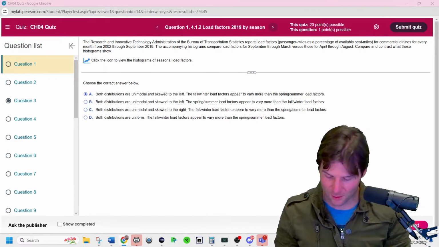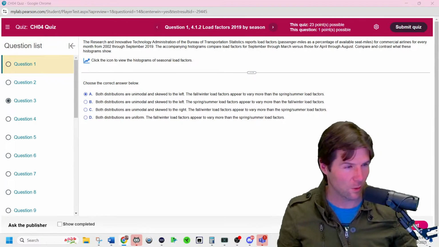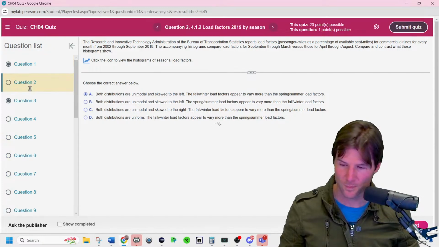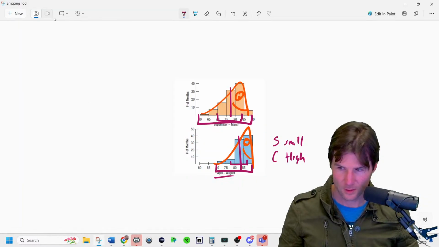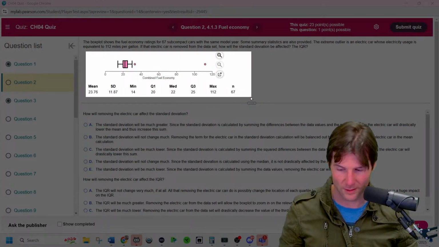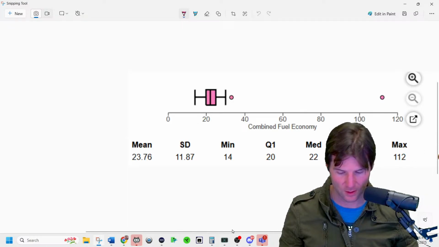Okay, let's go here. Throw in another question. Gotta take that course at UT, months of the year. The boxplots show the fuel economy rating. Oh, I think it's right here, right? What just jumps out to you right here? A big old what? What is way out there, which is an electric car?